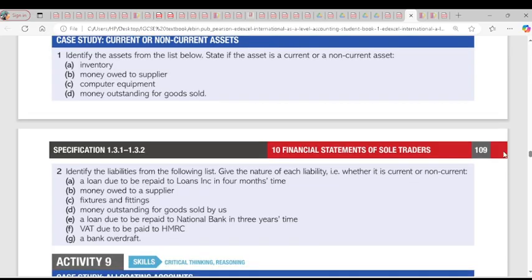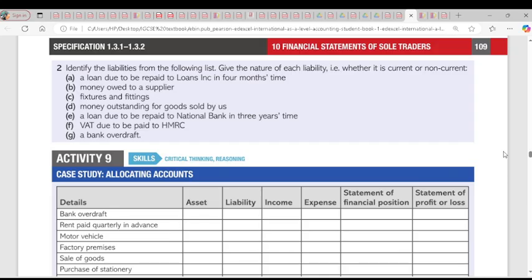Computer equipment. Is it an asset? It is an asset. Non-current. Good. Money outstanding for goods sold. That means your credit. You sold goods. It's a current asset. Great, and that's all. Then we'll go to question 2.